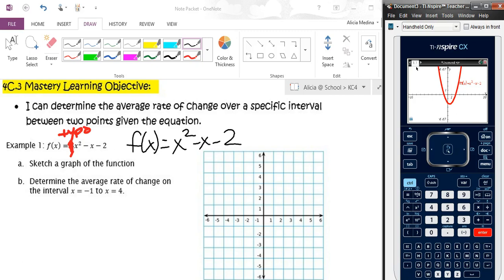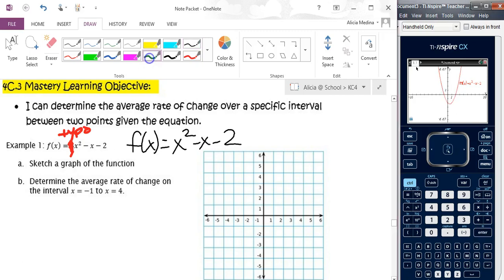We have some intersection points. Kind of graph our x-intercepts going right here at -1 as well as +2. We can also graph our y-intercept, which is down here. And what we're trying to do is to determine the average rate of change on the interval of x equaling -1 to x equaling 4. So x equaling -1, we already have that point. That's this one right here. So when x is -1, my y value is 0.